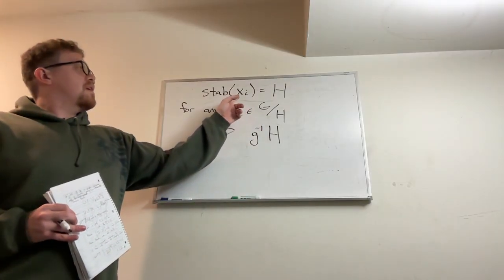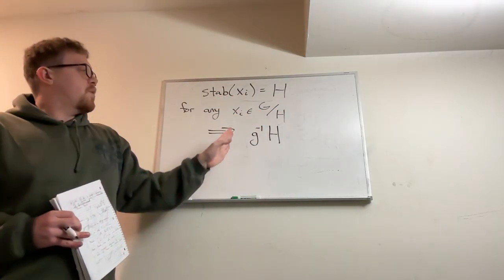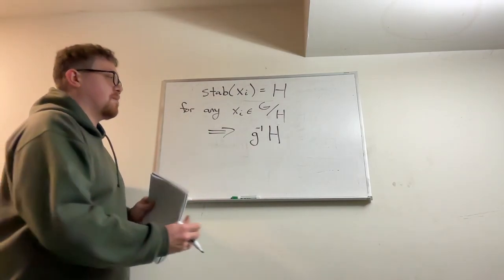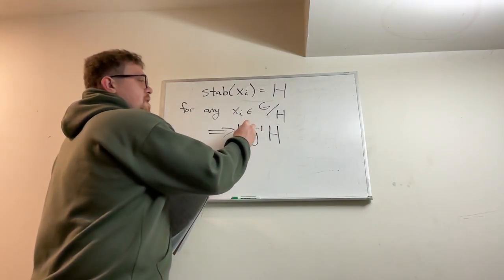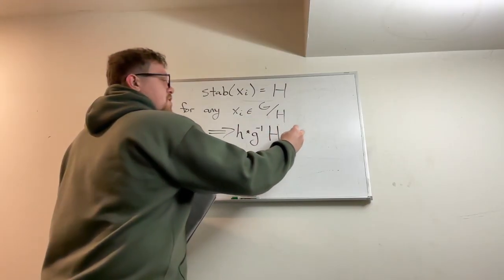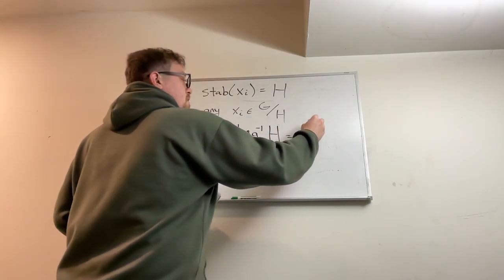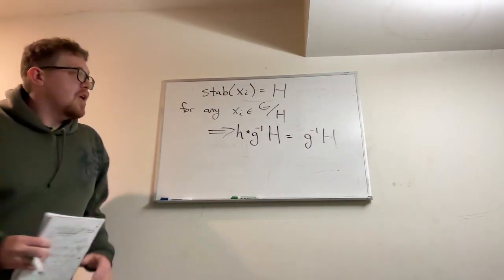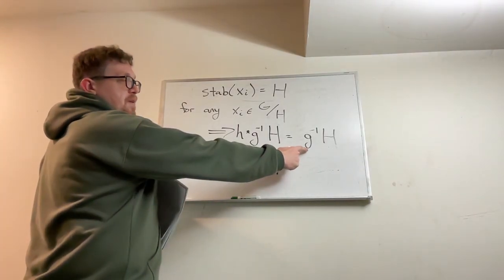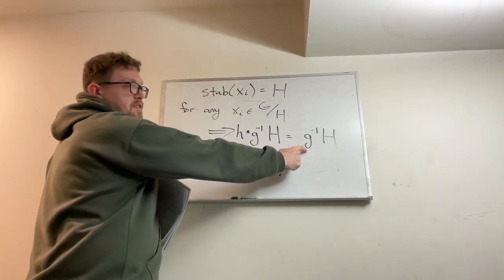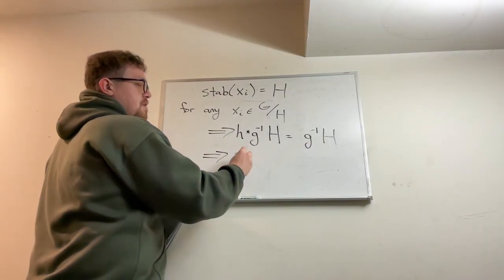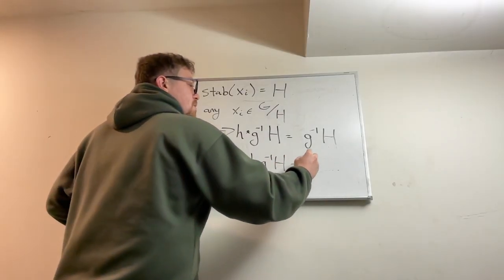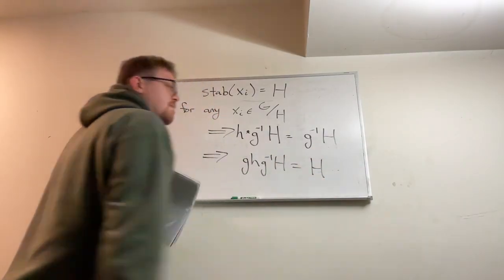I know that its stabilizer has to be equal to H, so when I multiply on the left by h of this element, it shouldn't change the left coset that I'm in. So basically, h times this left coset should just be the same thing, the original element. It should act trivially, so I should just get g inverse H. But what does this mean? If I multiply on the left by g, and I cancel this g inverse, that really just means that g inverse H is equal to the identity times H, which is just H.